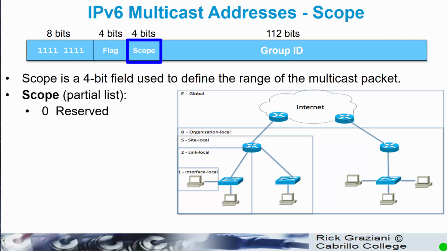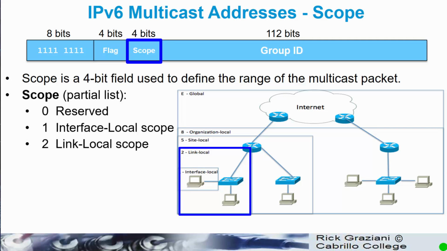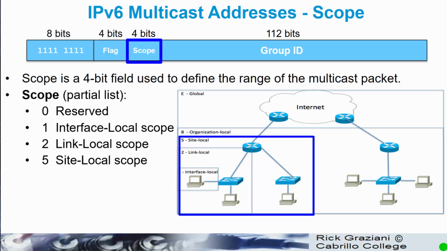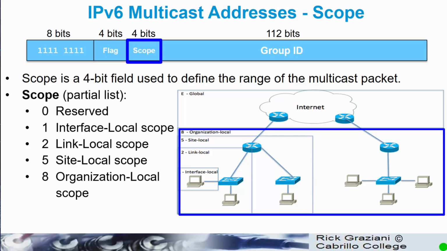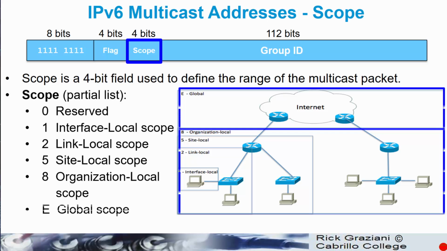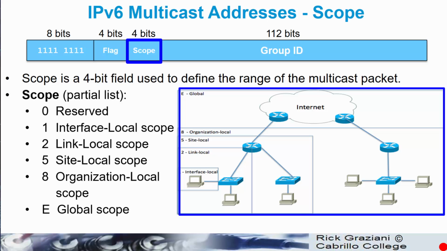So again, the scope is a partial list. 0 is reserved, 1 is an interface-local, 2 is link-local, 5 is site-local, 8 is organizational-local scope. So there are predetermined prefixes or partial lists for our scope. And E, which is our global scope, will be the entire network.